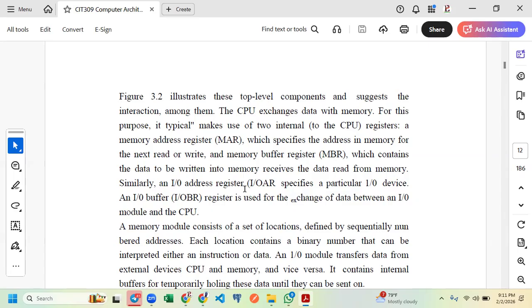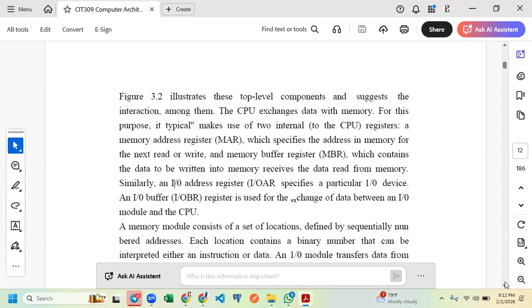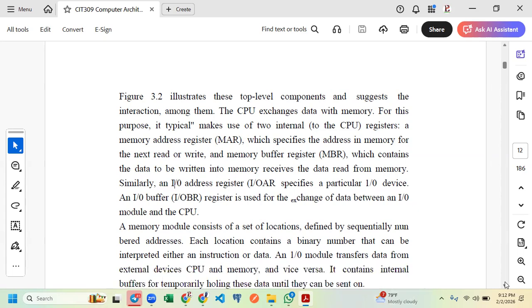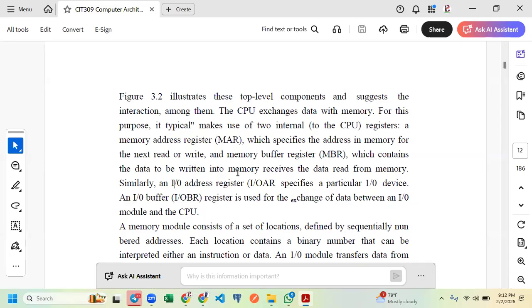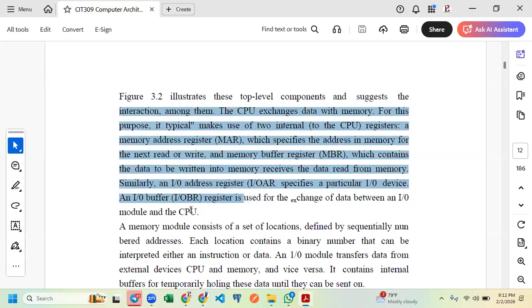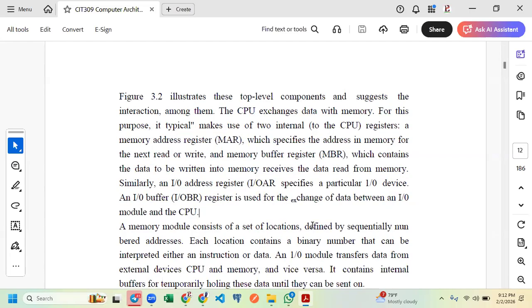Then the IOAR, that is the input output address register, and the buffer, they are used for the exchange of data between an input and output module and the CPU. That is the work of the IOAR and IOBR, address register and buffer register. The main thing I want us to digest here is the full meaning of all those abbreviations, please. That is why I have to come back here so that we check them out.